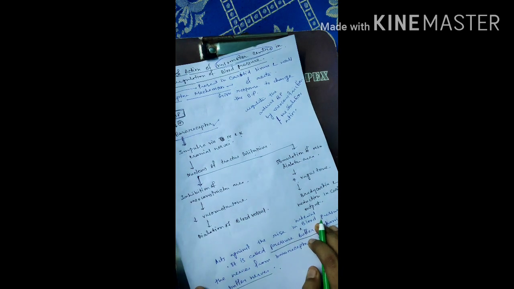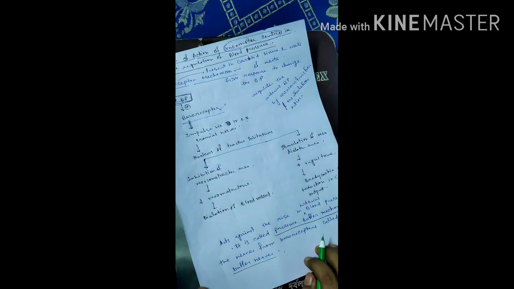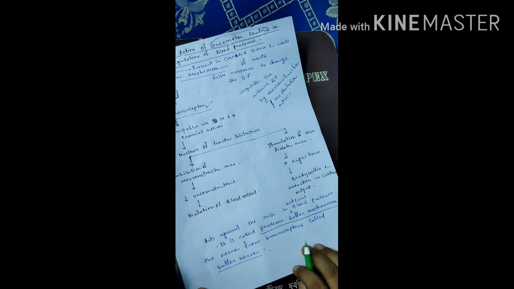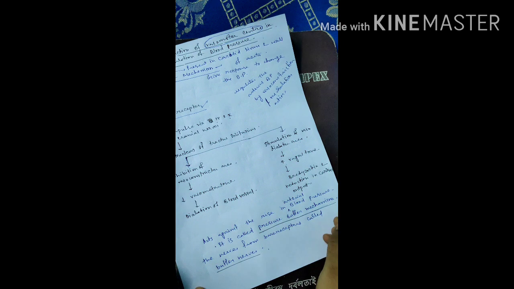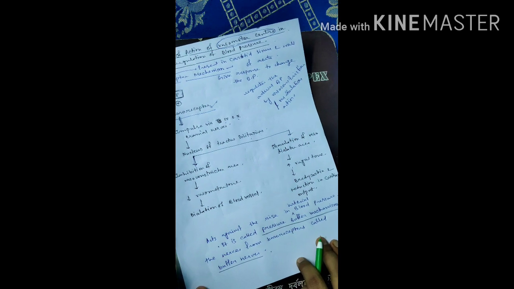So the baroreceptor mechanism is also called the pressure buffer mechanism, and the nerves from the baroreceptor are called the buffer nerves.